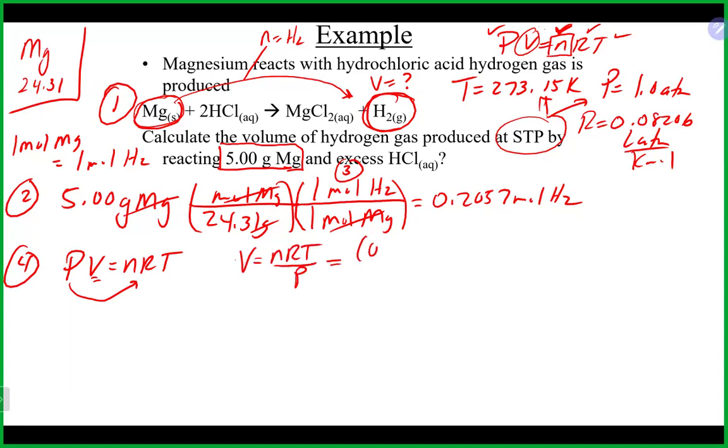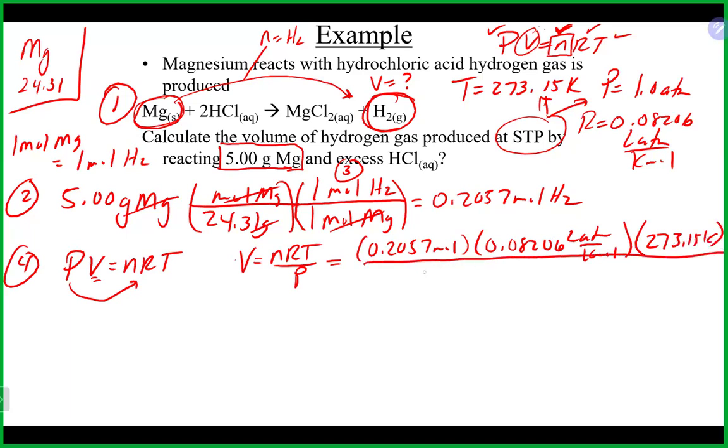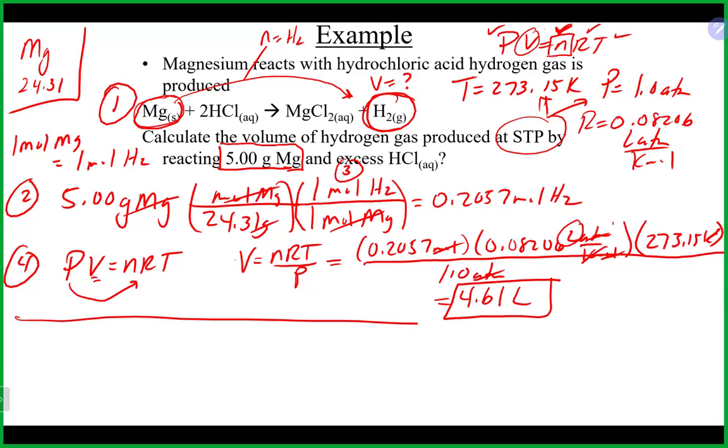Putting in our numbers here, 0.2057 mole, our R value, our temperature, which is STP, and our pressure, which is also from the STP part. The atmospheres will cancel, the moles will cancel, and the Kelvin will cancel. It's actually just going to leave us liters as our answer. And in that case, looks like we will end up with about 4.61 liters. First off, any question on that calculation?